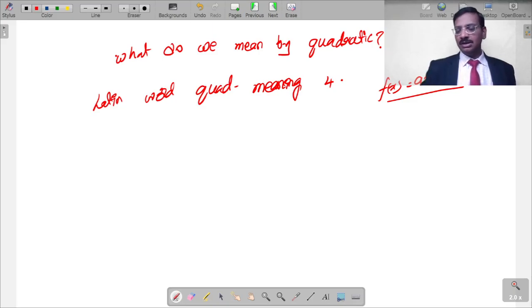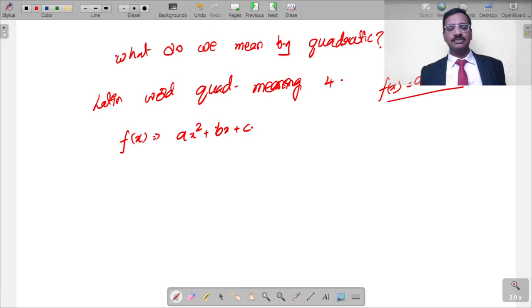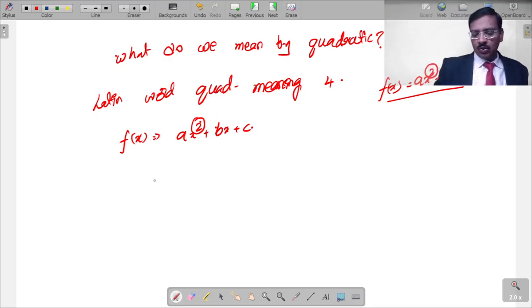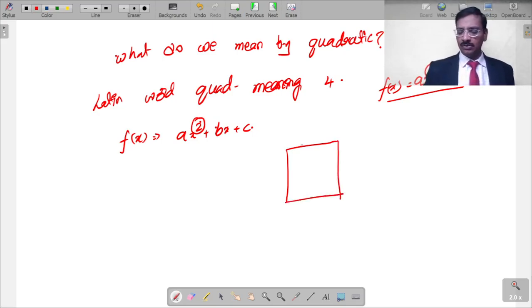But why is it called that when there is only a square term here? Let me rewrite it. f of x is equal to ax square plus bx plus c. In this there is a square term, but we are calling this a quadratic equation or quadratic function. Why the name quad? Quad means 4. Usually when we talk about a square, a square has 4 equal sides. This one, this one, this one, this one, all are equal, and this is called a square.